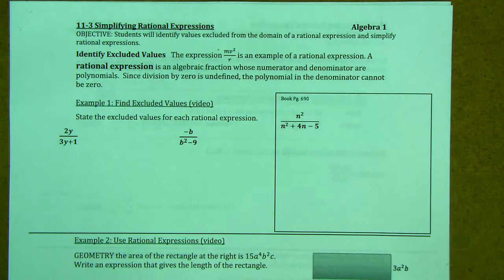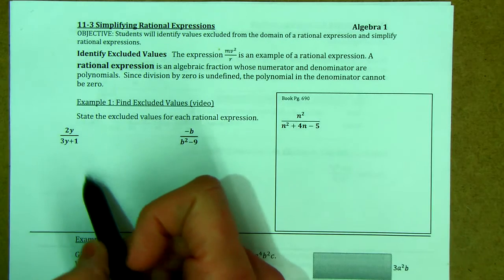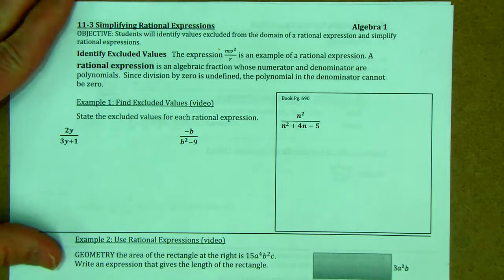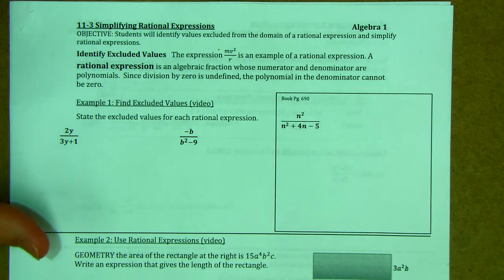But we're going to get a little bit more extreme, a little bit more fancy with binomials in the denominator. So first example, before we learn how to simplify, we're going to find the excluded values again.